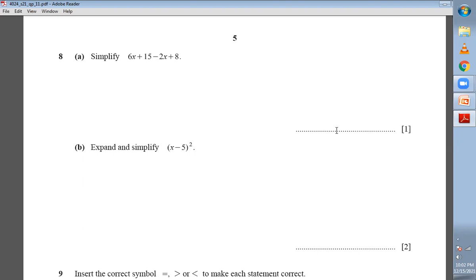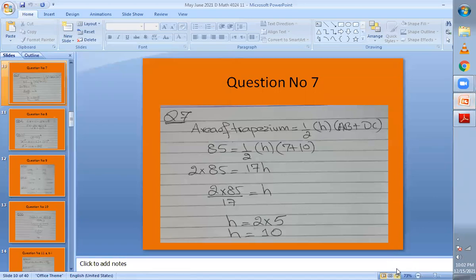The terms which have x, they will be added or subtracted with each other. And the terms which are constant numbers only, they will be added or subtracted with each other. This is how you will simplify this. And then in the B part, it says expand and simplify x minus 5 whole square. We will open this with the whole square formula. You know, a minus b whole square is a square minus 2ab plus b square. Let me show you how I have done this.